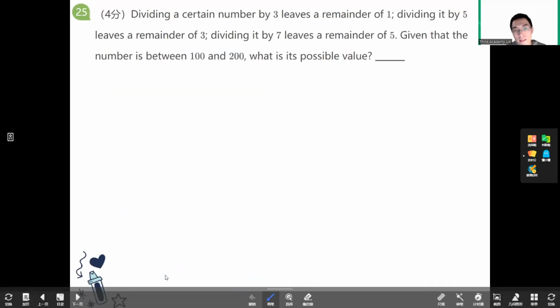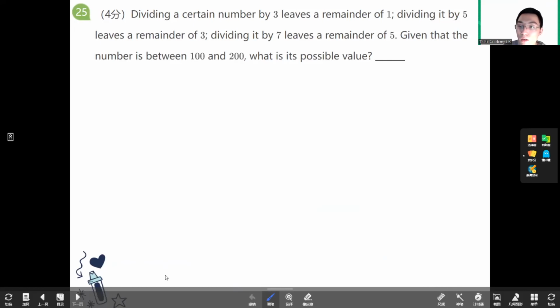And then moving on to the last question, which is also a practice question for today. Dividing a certain number by 3 leaves a remainder of 1. Dividing it by 5 leaves a remainder of 3. Dividing it by 7 leaves a remainder of 5.